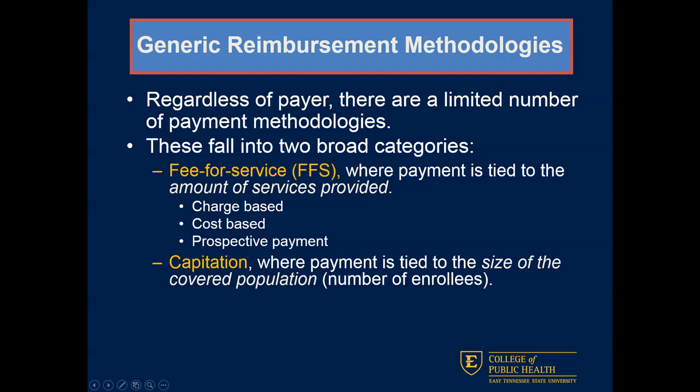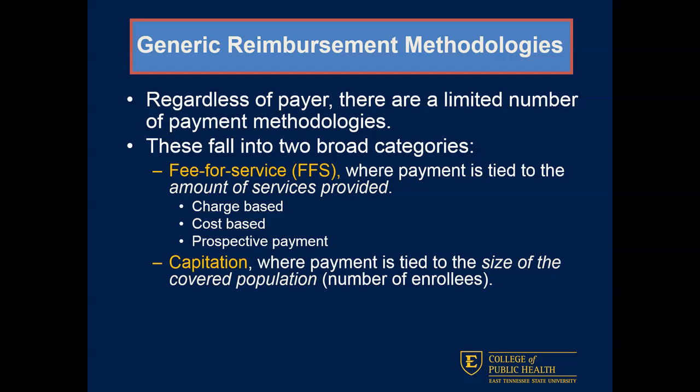So generic reimbursement models, even though we have a wide array of different types of payers, we're really limited to the types of reimbursement methodologies that we go through with any type of health insurance payer. And these generally fall into 2 different types of categories. So we have fee for service, which is the traditional payment method that, if you've been in healthcare, this is what you're used to. And this is just where your payment amount is tied to the amount of services provided.